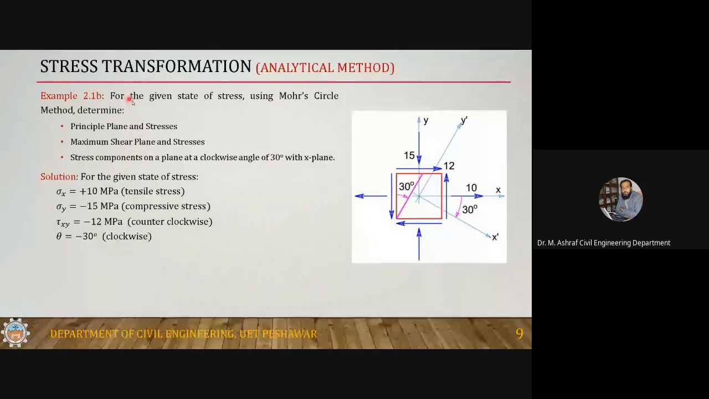So this was basically our first problem, related to 2.1 and 2.2, and I've combined it in 2.1b. For this state of stress, sigma x is plus 10, since this is tension, sigma y is minus 15, compression, and for tau xy you have to look at the x plane. On the x plane it is counterclockwise, so that's why it is negative, and the angle is minus 30. Clockwise is important in this case; positive and negative are not important.